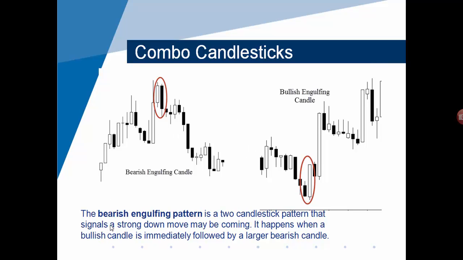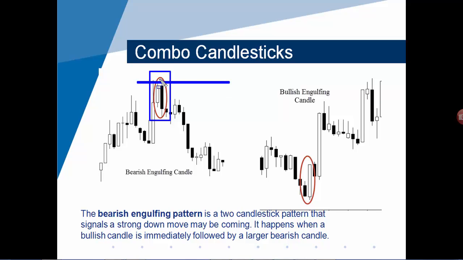Now, our bearish candlestick pattern, again, is a two candlestick pattern that signals a strong down move may be coming shortly. It happens when a bullish candle is immediately followed by a bearish candle. So just like we just indicated with our bullish candle, on our bearish candle, we have the market rallying upwards, creates this bullish candle here at a resistance level. And then boom, we have this bearish candle that engulfs the previous candle. So this signifies a bearish engulfing.